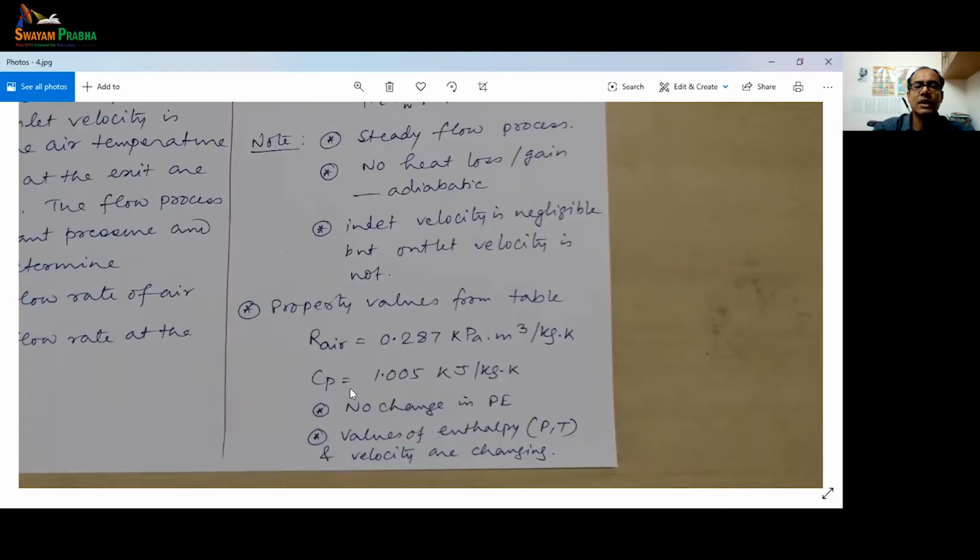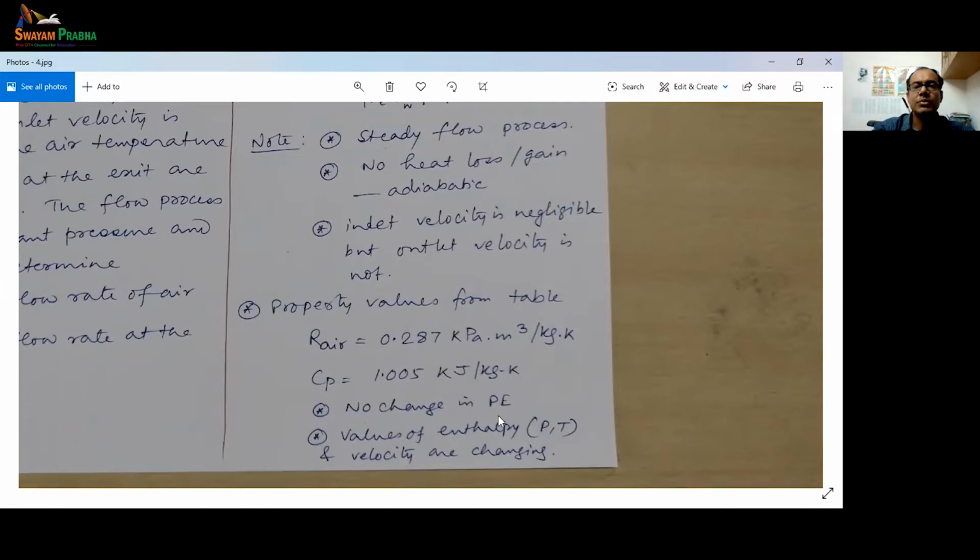These values are pretty standard. You will use them multiple times, so for air or water, it is better to remember the specific heat and the gas constant readily. That will save you some time in the exam, and you don't have to look up the table. These are the values of that frequency, so please remember them.